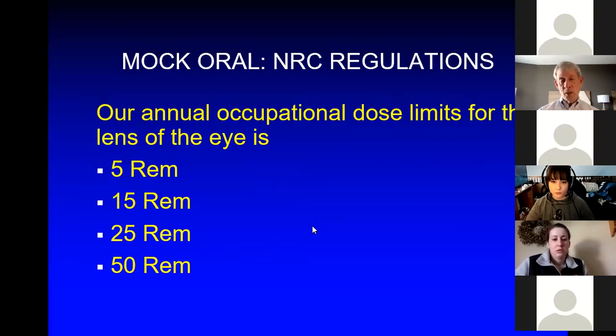How about this one? What is your MPD for your eyes for 1 year? Anyone? 15. Good. 15 rems. Now, I've known this limit for many, many years, and it doesn't make any sense to me because, number one, we don't routinely measure eye dose. In fact, we don't even have a way to do it. I mean, nobody walks around with a film badge clipped to their eyebrows. There's no good way to measure that at all. Nevertheless, there is a limit, and you need to know it. And the correct answer is, of course, 15.